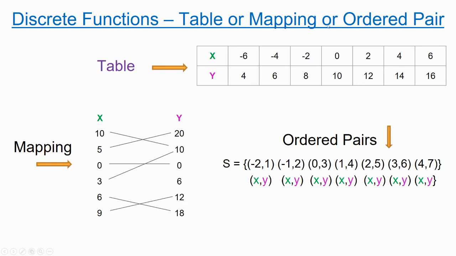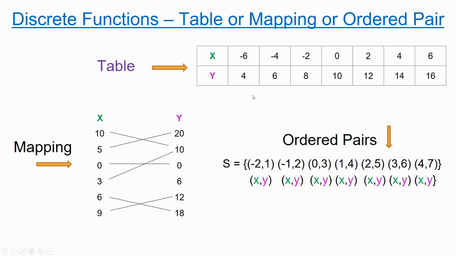So here in this table, the x's are on the top row. See this? These are all the x's, and notice I color-coded the x's to be green. And y is the second row. Notice I've coordinated that color to be purple. So this is how you might encounter a discrete function in table format.